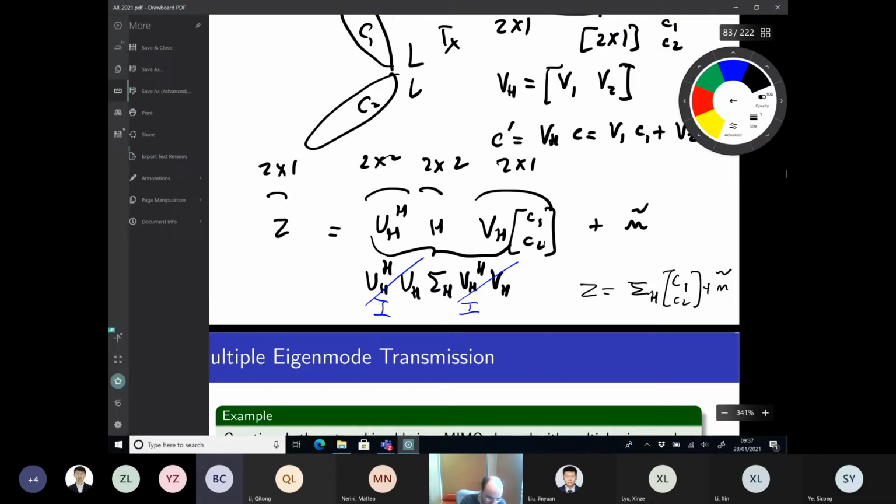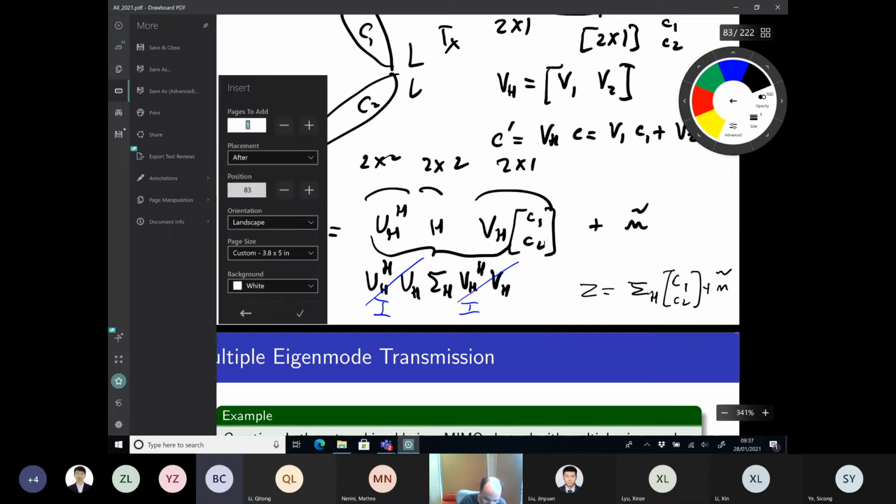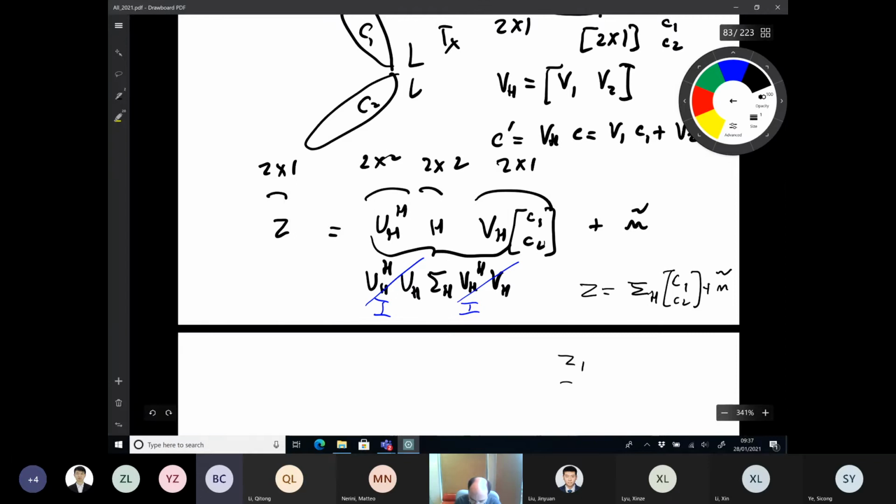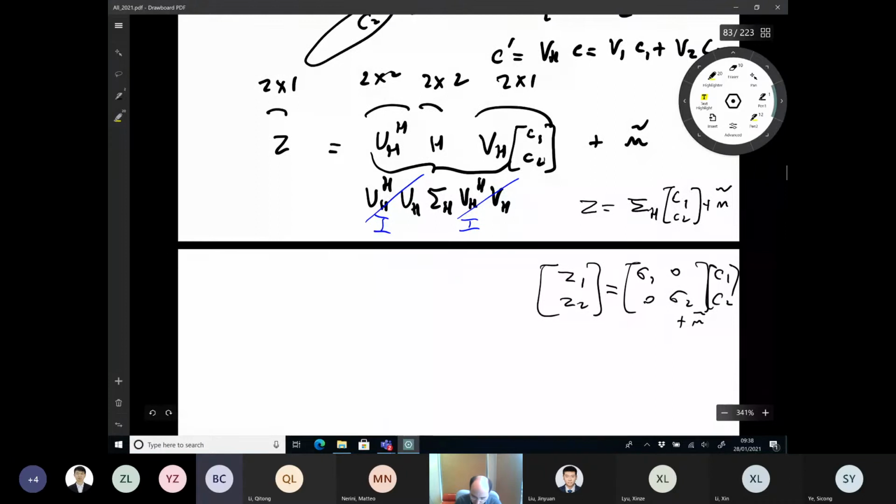In other words, I write this one step further. Z1 and Z2 are my two observations. I have sigma 1, sigma 2, 0, 0, C1, C2, plus some noise, right? So I end up with two observations. Z1 is sigma 1 C1 plus some noise. Z2 is sigma 2 C2 plus some noise, right?